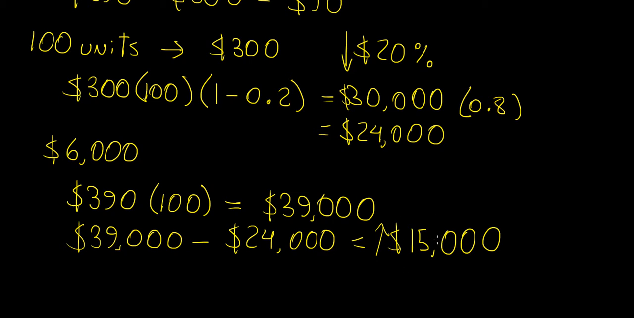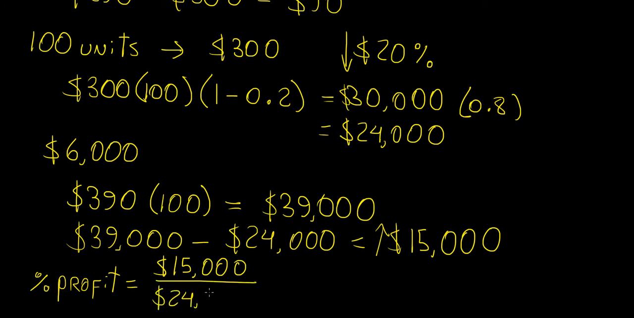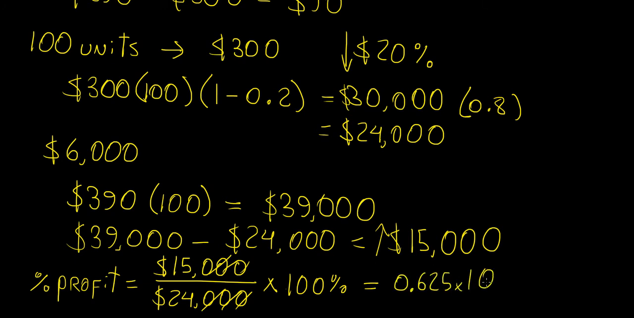And if we wanted to calculate the percentage profit in this case, the percentage profit would equal 15,000 over 24,000, which was the original price, and then you multiply this by 100%. Already you notice that all the zeros are going to cancel out, and you're left with 0.625 times 100%. And that comes down to 62.5% profit.